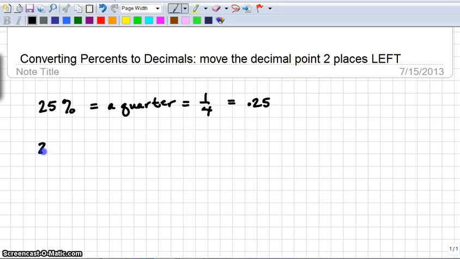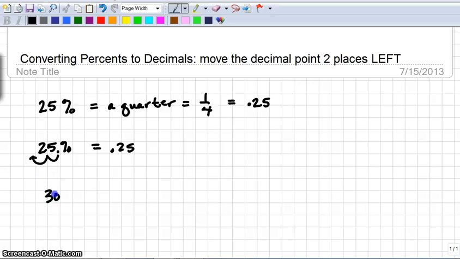Right now, when you have 25%, the decimal point is sitting after the 5. And so if you move it 2 places to the left, now you're at the number 0.25, which is the same as 25%. Let's take some other percents as examples.